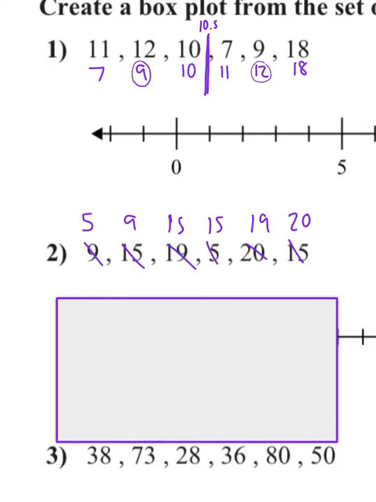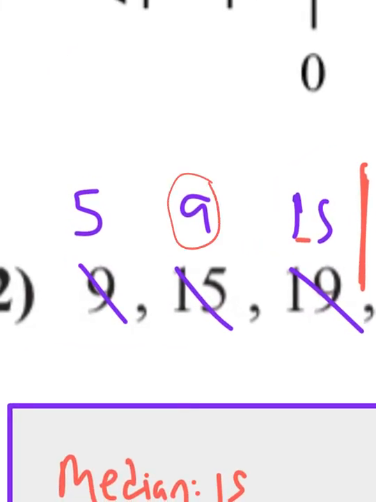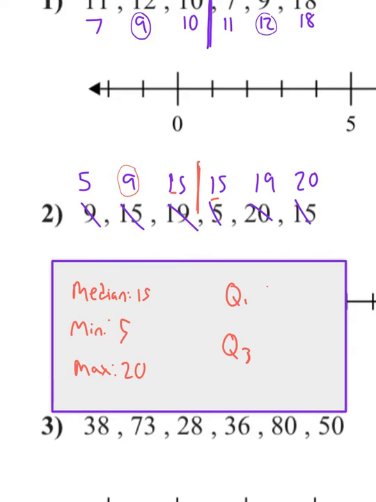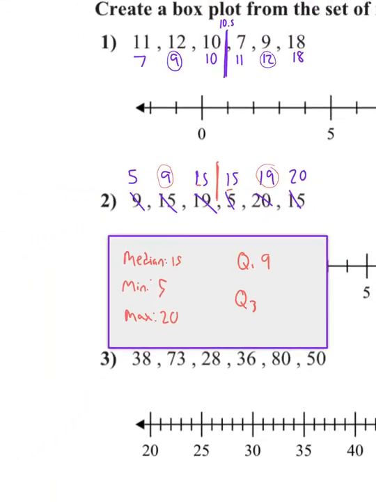Now, split my numbers in half. Let me switch over to red here. Okay, now that means the median is going to be between 15 and 15, which guess what? Is just going to be 15. So your median is 15. Your minimum and your maximum are your smallest and biggest numbers. So your minimum is 5 and your maximum is 20. Now Q1 and Q3. So let's start with the lower half of the numbers here. Q1 is the middle of these 3 numbers, which is 9. And Q3 is the middle of these 3 numbers, which is 19.